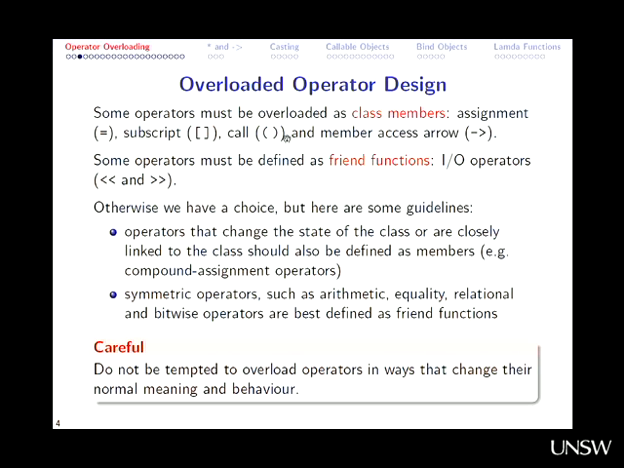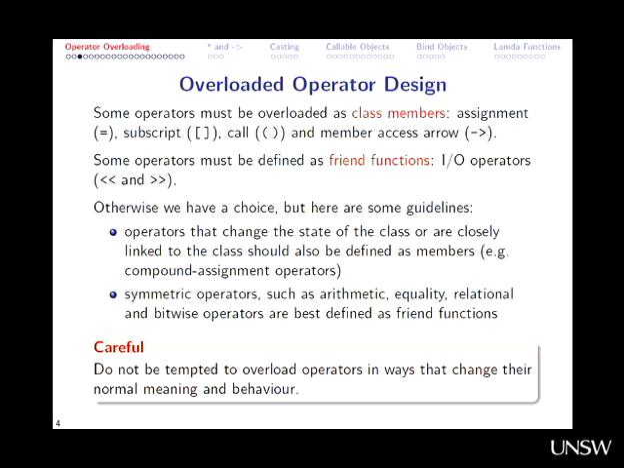Sometimes we have a choice of whether we have them as class members or friend functions. Operators that change the state of a class or are closely linked to a class should be defined as members, e.g., compound assignment operators. So plus equals should be defined as a member function. Symmetric operators, such as plus by itself, double equals, relational or bitwise operators, are best defined as friend functions.